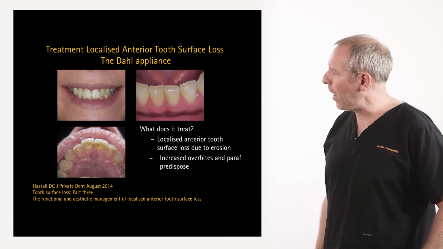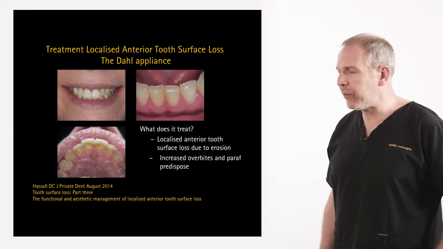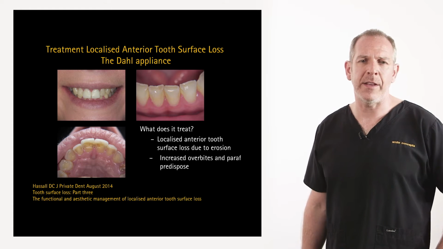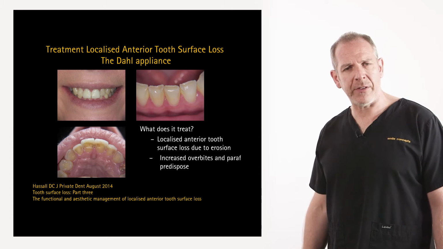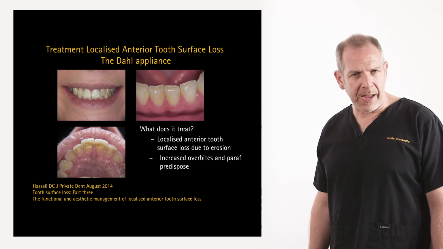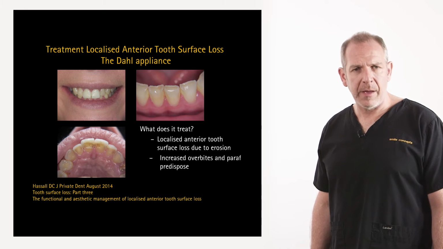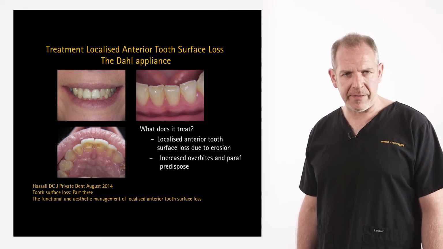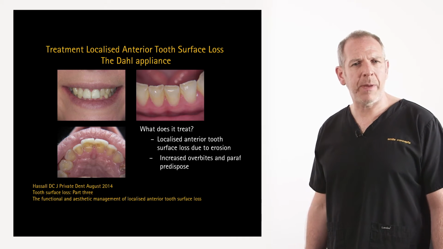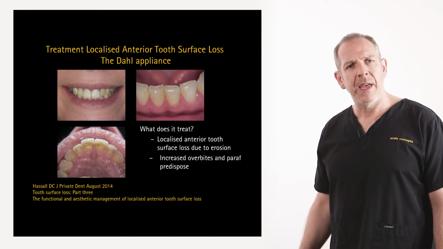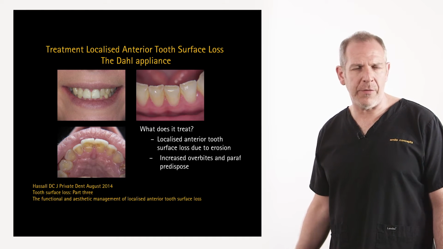And then the first type of tooth wear I'd like to look at is the localized anterior tooth surface loss. And previously I've published on this back in 2014 in the Journal of Prosthetic Dentistry. It has a very typical wear pattern. It essentially affects the upper teeth, and it's the upper anterior teeth. And generally this is caused by induced vomiting. So it is patients who would have bulimia, it is patients who have anorexia nervosa.